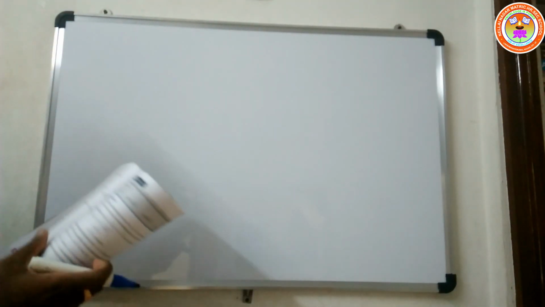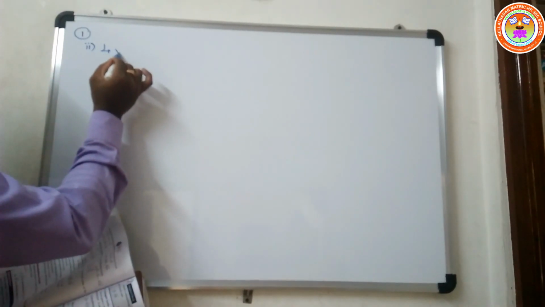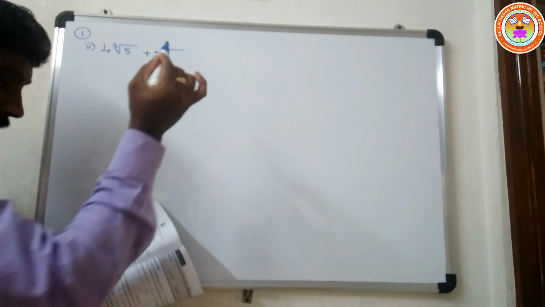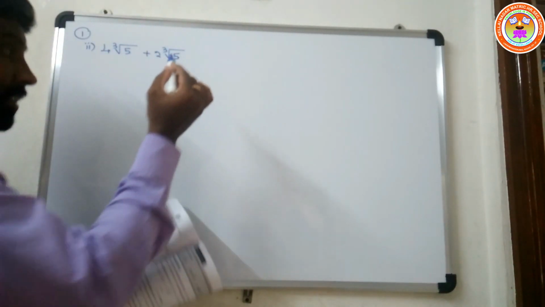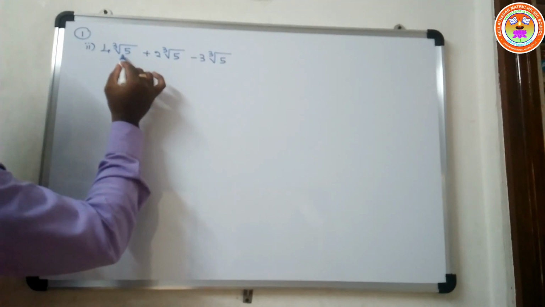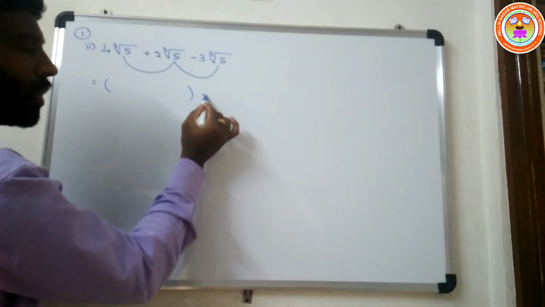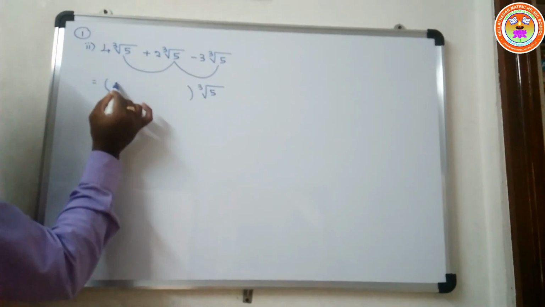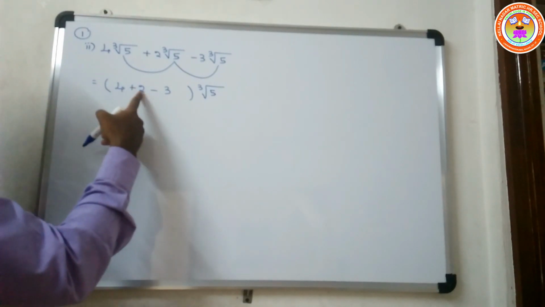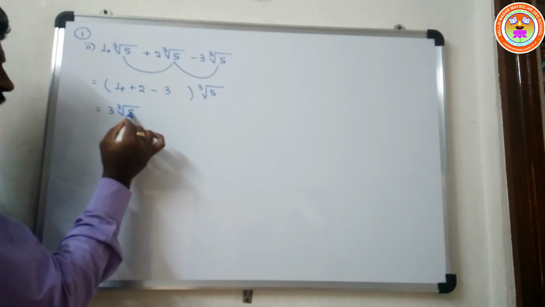Now I'll start with the first from the letter, second sum. The question is 4 into cubic root of 5 plus 2 into cubic root of 5 minus 3 into cubic root of 5. Now which is common for everything? Cubic root of 5. Taking cubic root of 5 outside, 4 plus 2 is 6, 6 minus 3 is 3. So the answer is 3 into cubic root of 5.